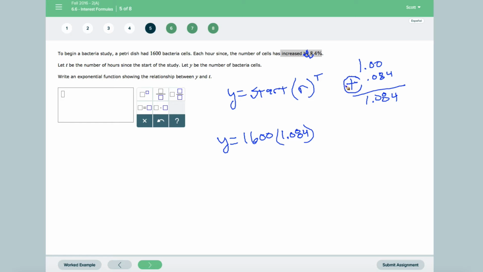If it's decay, if it's getting smaller, you just subtract it. Still always the 1.0 on top, and then raised to the T power, because we don't know how much time. So that is our equation. We have 1600 times 1.084 raised to the T. Just like that.